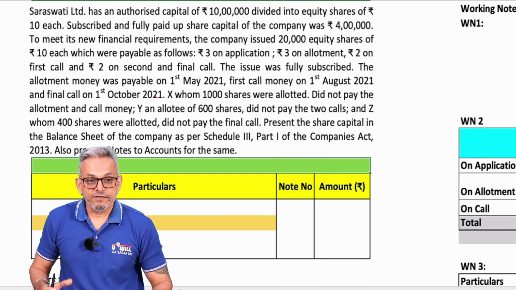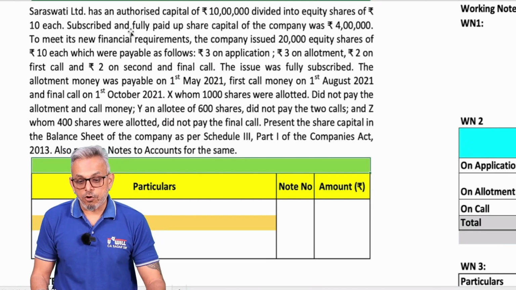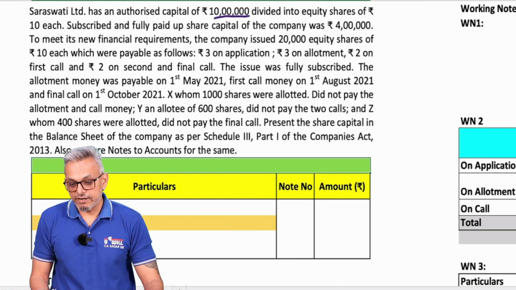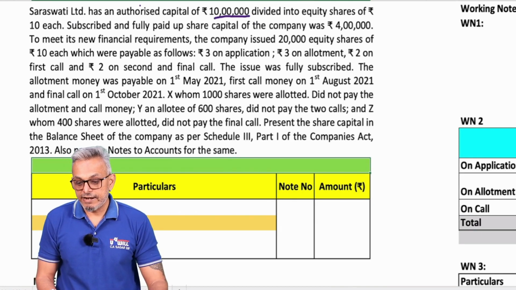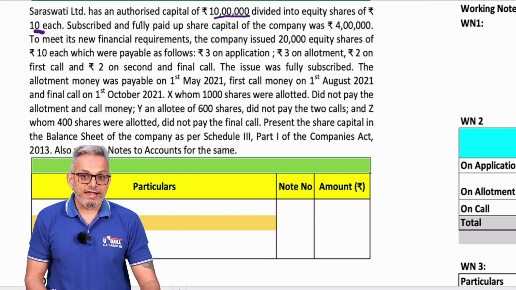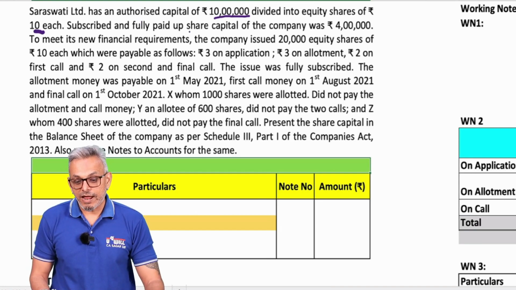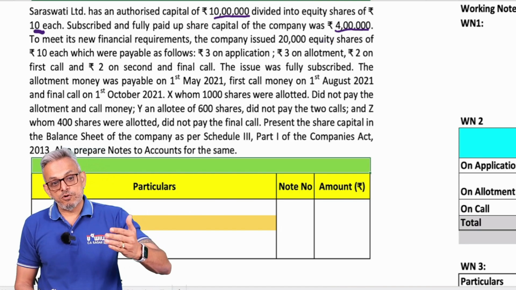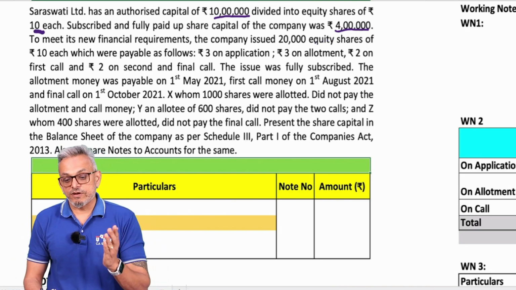Now, Saraswati Limited has an authorized capital of 10 lakh divided into equity shares. So authorized capital is of rupees 10 lakh divided into equity shares of rupees 10 each. So 1 lakh equity shares into rupees 10, it comes to 10 lakh. Subscribed and fully paid up share capital of the company was rupees 4 lakhs. So we have already issued and got a subscription for 40,000 shares.